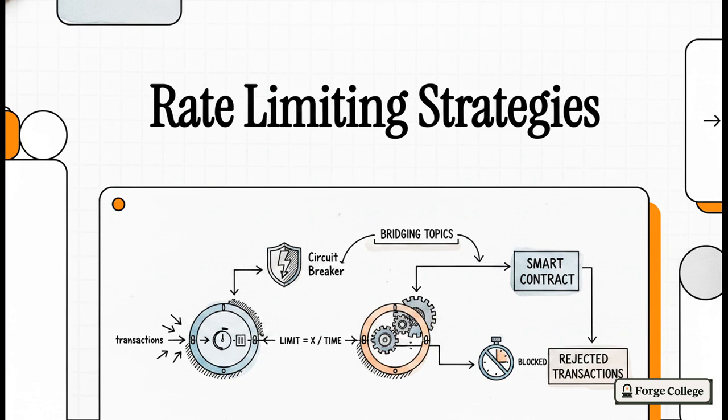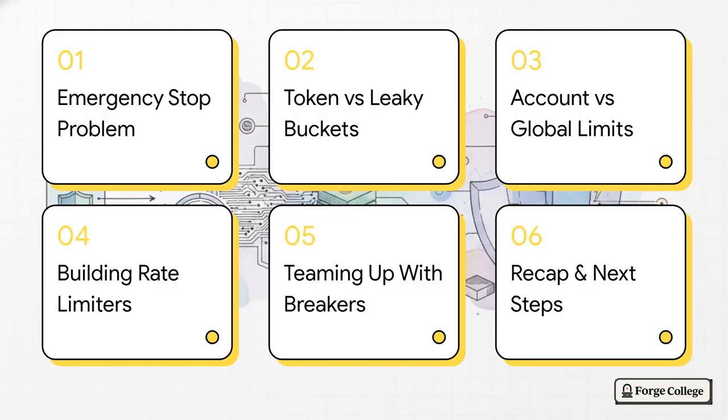So picture crisp orange and dark green ink on beige paper. And let's get into it. Here's our blueprint for today. We'll cover the emergency stop problem, token versus leaky buckets, per account versus global limits, actually building the rate limiter, teaming up with breakers, and finally, a recap and next steps.